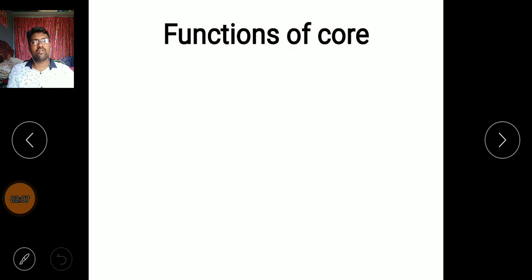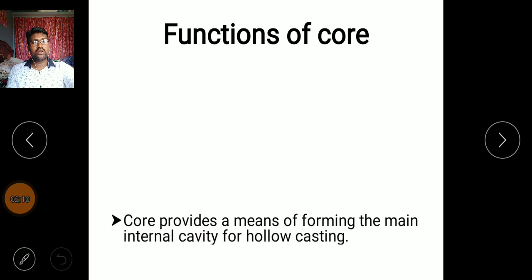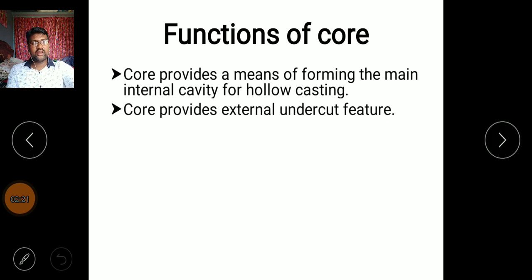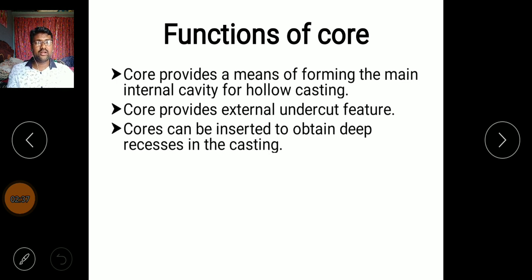Next, what are the different functions of a core? First, the core provides a means of forming the main internal cavity for hollow casting. It is mainly to provide the internal cavity. Next, the core provides external undercut features. In some cases, we have to provide a groove-like external surface on the casting object. For that case, we will use a core. Next, a core can be inserted to obtain deep recesses in the casting. In some cases, we have to provide recesses inside the casting. For that case also, we use cores.